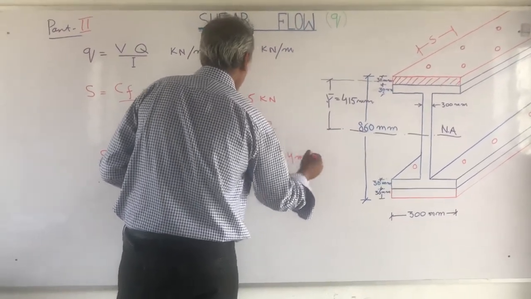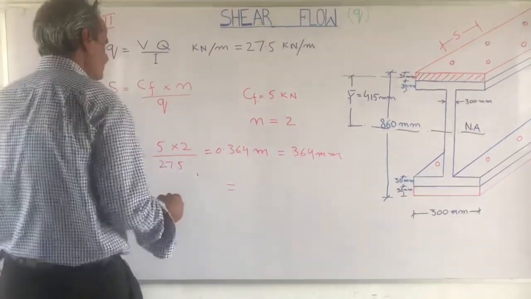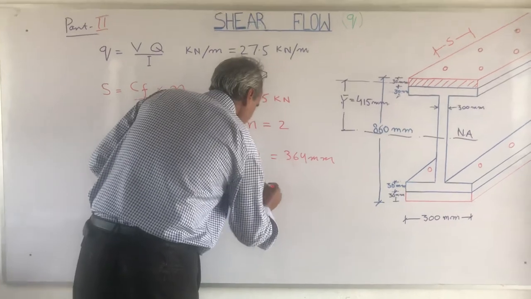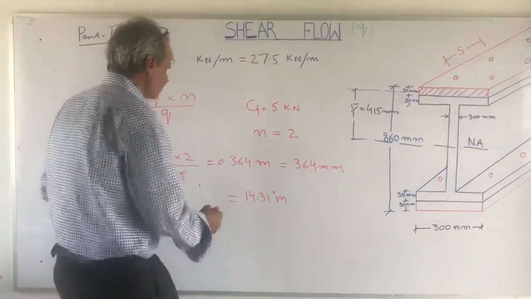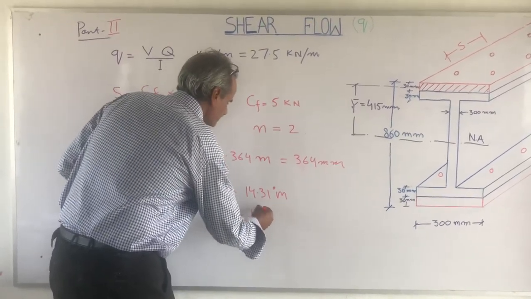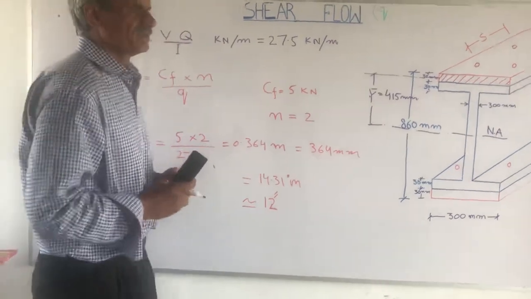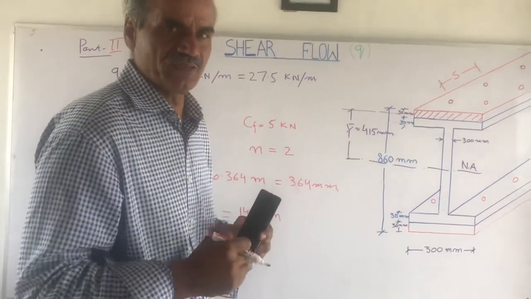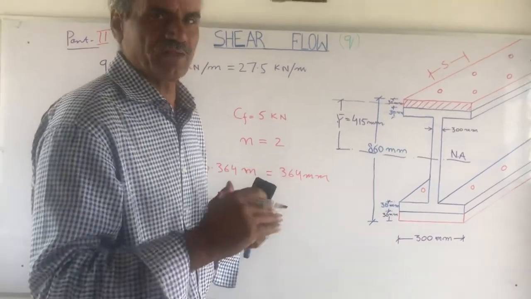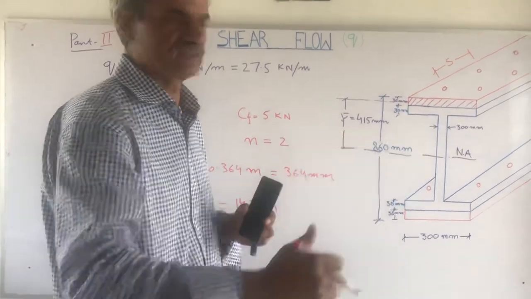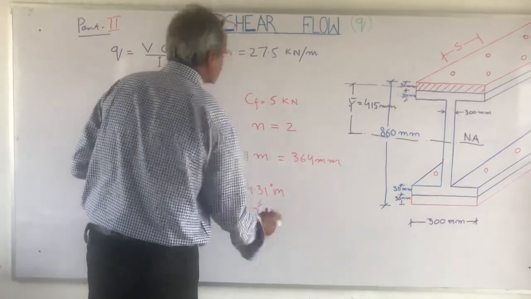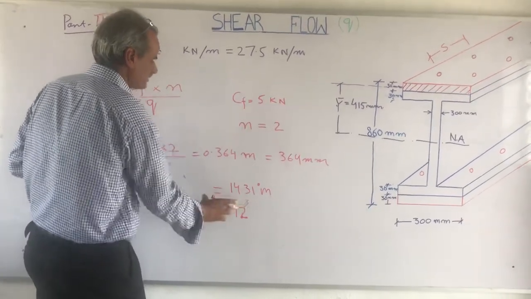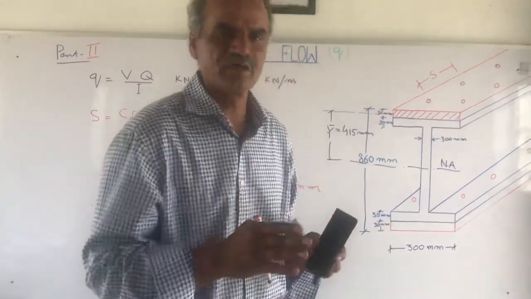364 millimeters, converted into inches, it shall be somewhere around 14.31 inch, or maybe if you are very conservative you may round it down and make it 12 inches, so that it is easier for the craftsman to understand. You simply tell him to make the holes or fix the bolts along the flange at 1 foot intervals, and that is how we can successfully resist this shear by providing bolts of 5 kilonewton capacity each at 12 inches along the flange on both sides of the web.